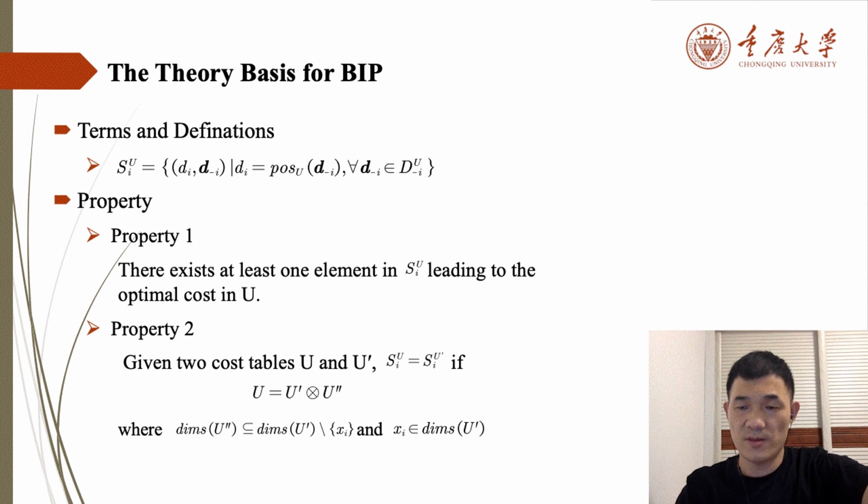Property 1. There exists at least one element in S^U leading to the optimal cost in U. Property 2. Given two cost tables, U and U prime, S^U equals S^U prime if they satisfy the following conditions. According to property 2, we can obtain the desired subspace of a cost table from its partial information.